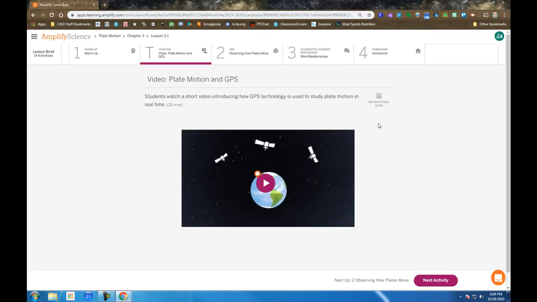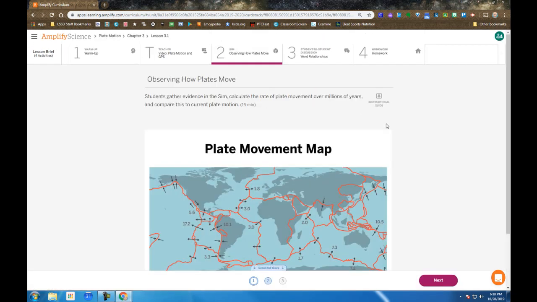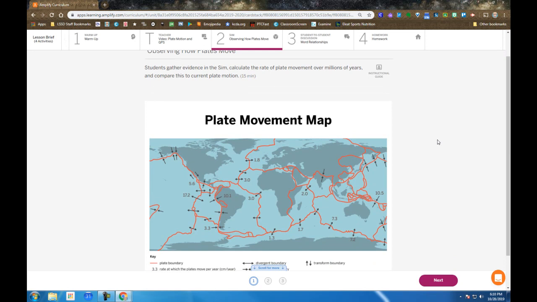You won't see that in your student screen, but this is the point where the instructor plays a video on GPS, or Global Positioning System, something we use in our daily lives, maybe without even knowing it. Once you have a background on GPS, we then move on to plate maps, and we can see the evidence and the data we collect from that GPS work.